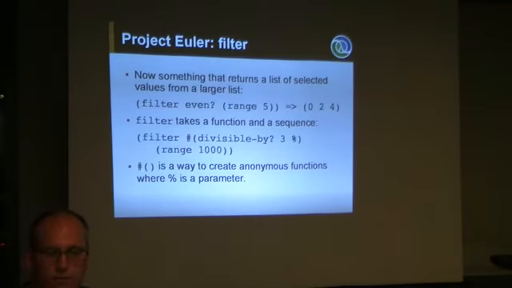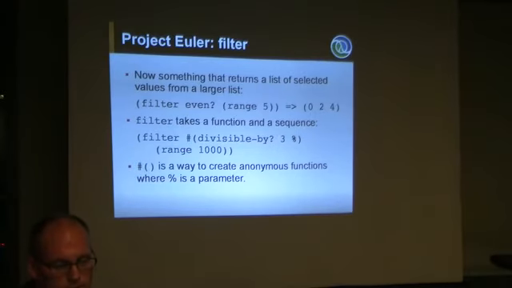That function goes through a list or a sequence, and it takes a predicate function. In my example, I'm doing filter. The predicate function I'm using is even question mark, which returns true if the number is even and false otherwise. So if I do a filter of even on the range 5, it's going to return a list of all of the items in range 5 that return true for the even function.